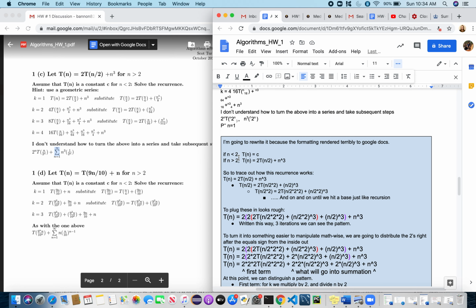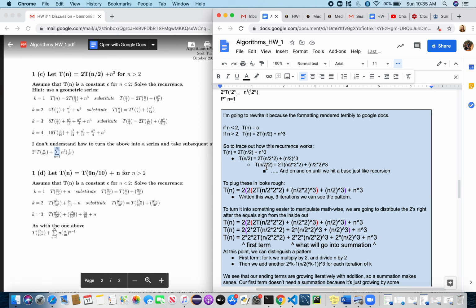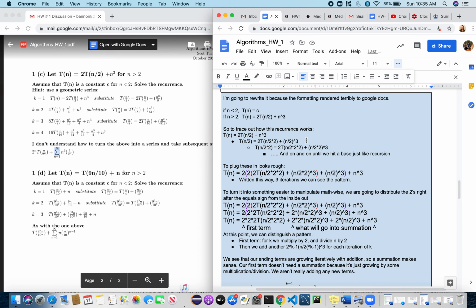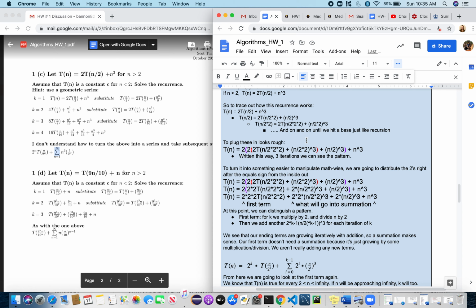So if n is less than 2, t of n equals c. If n is greater than 2, t of n equals 2 times t of n over 2 plus n cubed. So first thing I did, similar to what you did, t of n equals 2 t of n over 2 plus n cubed.